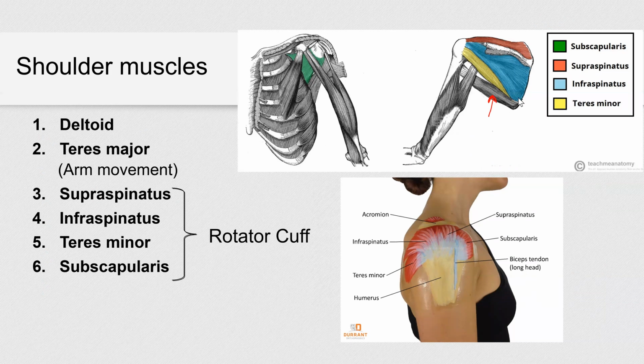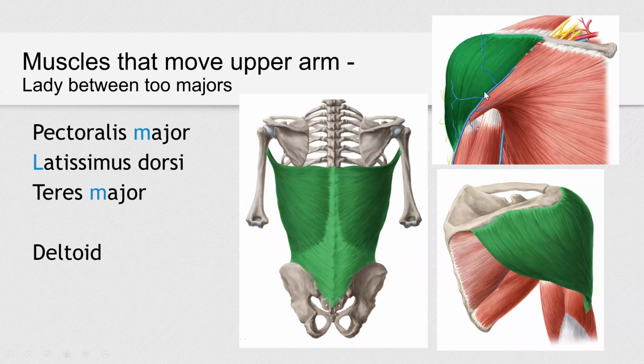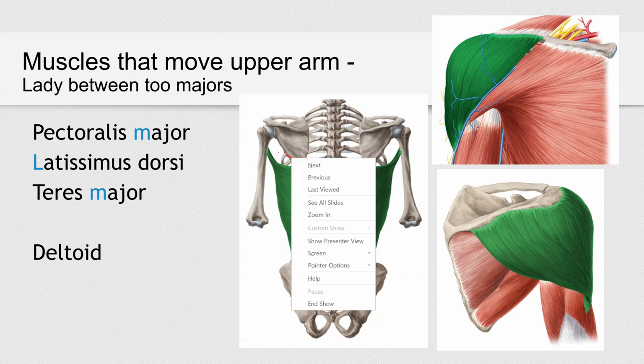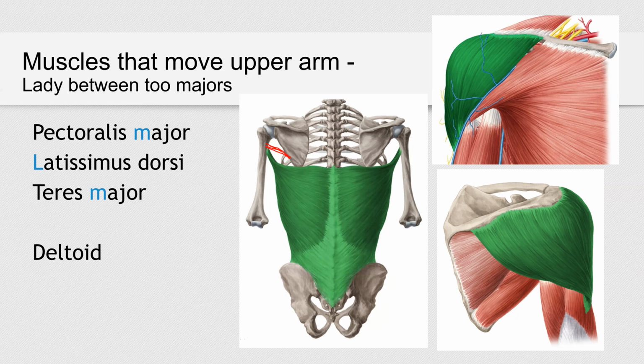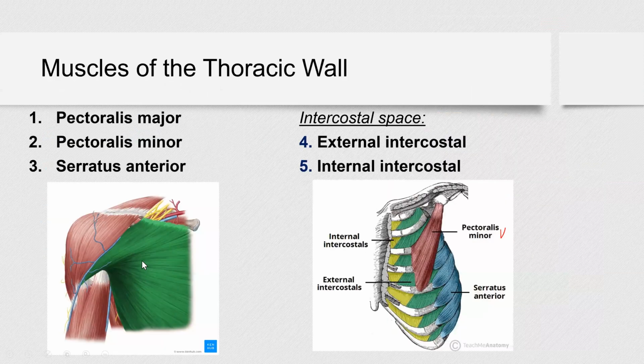And this is a posterior view. Yes, posterior view. So this muscle over here that is not colored, this one is our teres major. And of course, deltoid muscle that also moves your upper arm. So lady between 2 majors and deltoid, those are muscles that move your upper arm, pectoralis major, teres major, and latissimus dorsi. Right, so that's going to be our teres major. And our pectoralis major will be on anterior view right here. That's shown here in green. That's our pectoralis major.